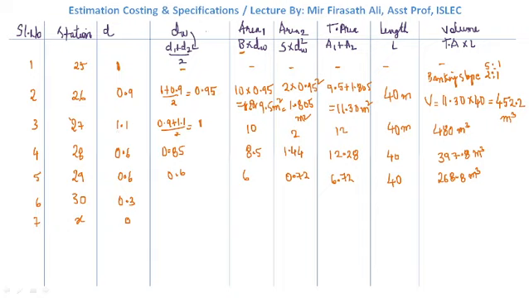Serial number 1 to 6. What are we getting? Filling quantities we are getting. These are nothing but filling quantities.